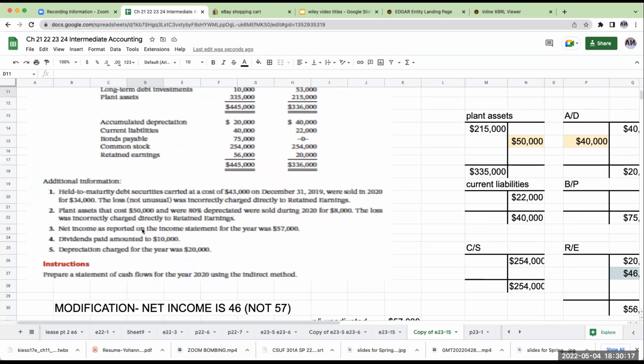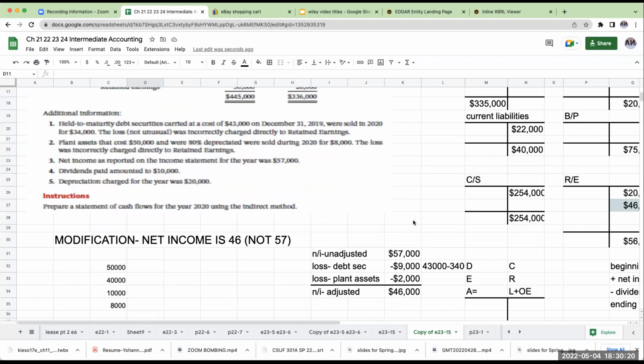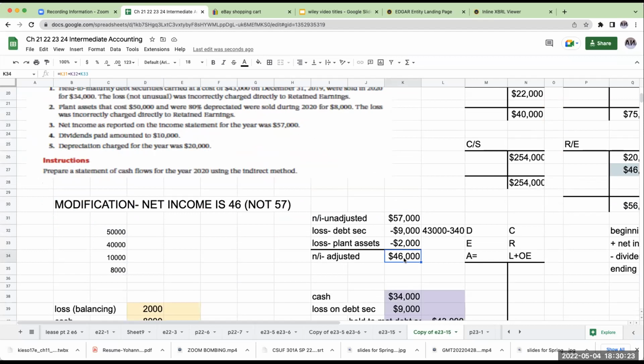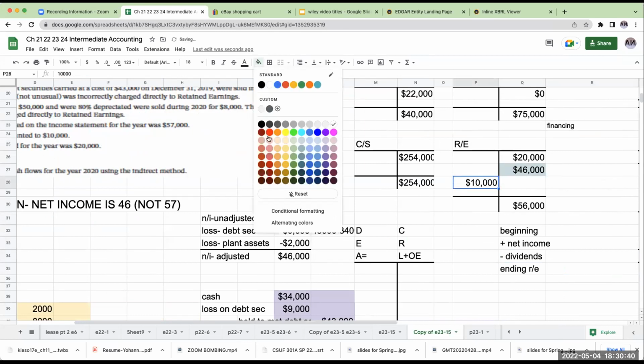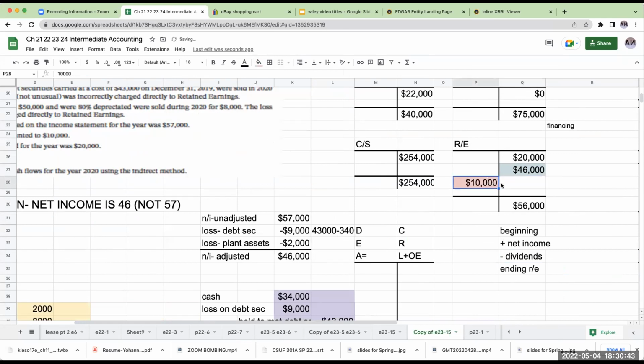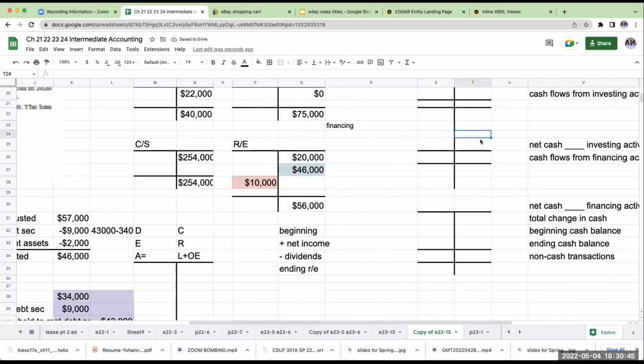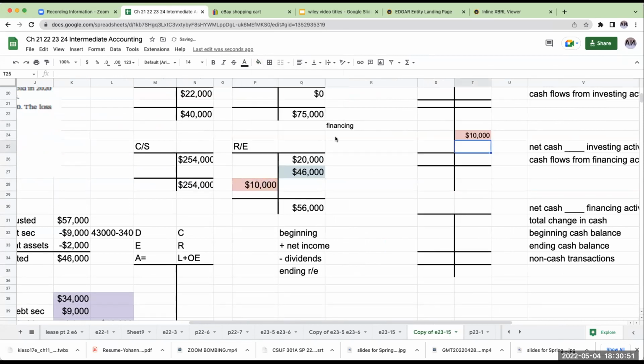The net income as reported on the income statement was 57,000. And as we said, we actually said that number was 46. Why? Because they made mistakes. So we just went ahead and dealt with that. Dividends paid amounted to 10,000. Okay, so where do dividends go? Oh, right over here on retained earnings. So I paid dividends of 10,000. Now, when it comes to dividends, I'm going to do the opposite to cash. Where does it go? It's going to go into financing, right? So over here, this is going to go to cash dividends paid of 10,000.